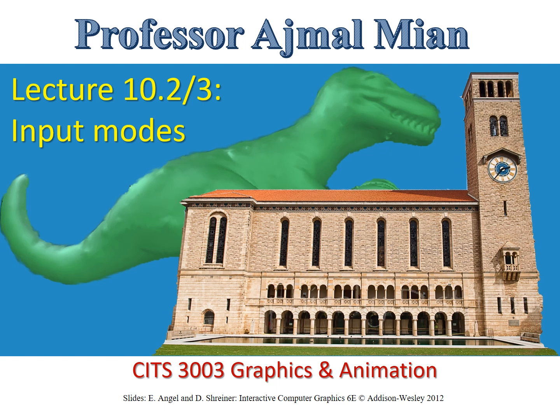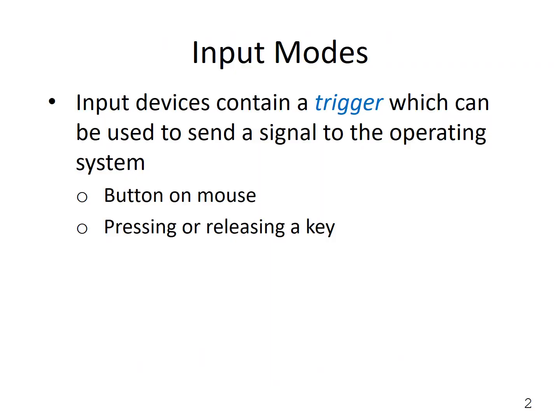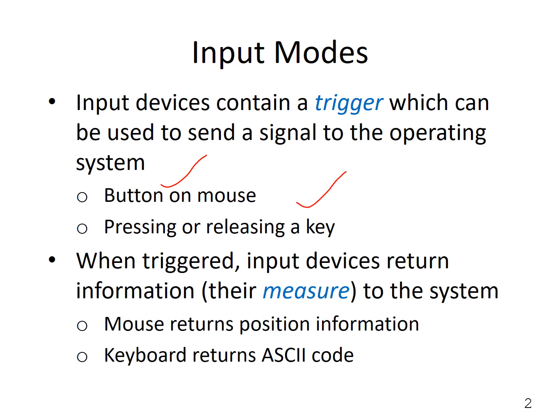Now that we have defined input devices, let's look at some input modes. Input devices contain a trigger which can be used to send a signal to the operating system, such as a button on a mouse or pressing or release of a key. When triggered, input devices return information, their measure, to the system. For example, a mouse returns the position information, a keyboard returns an ASCII code.